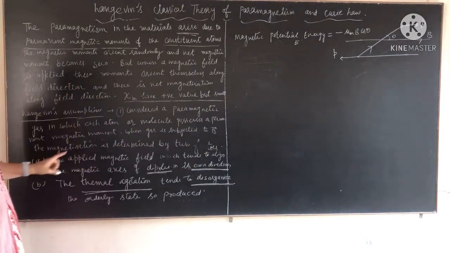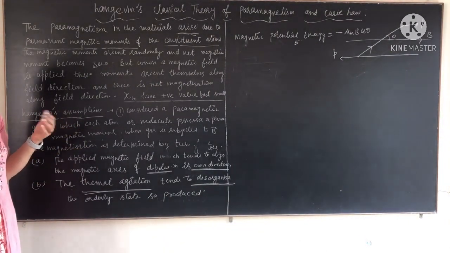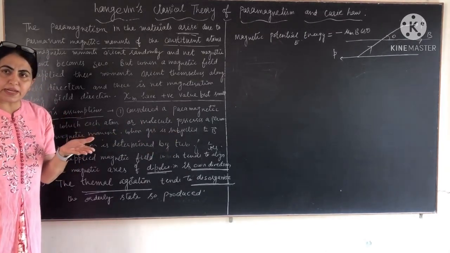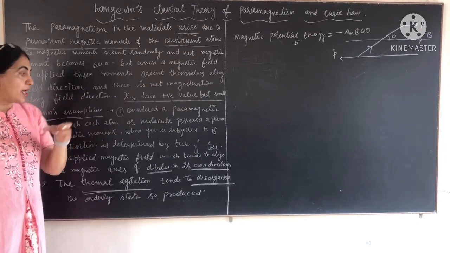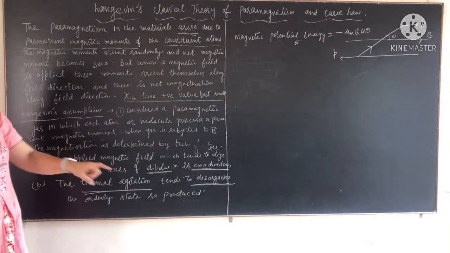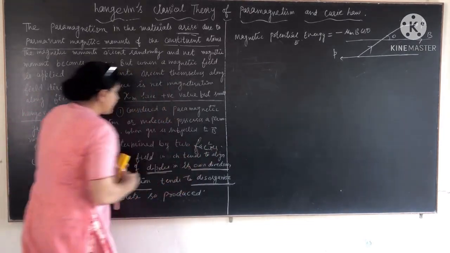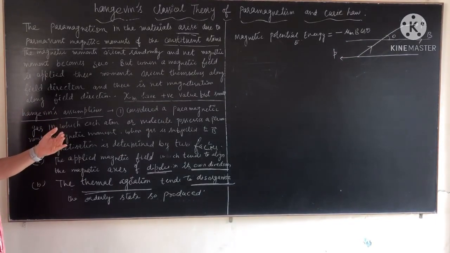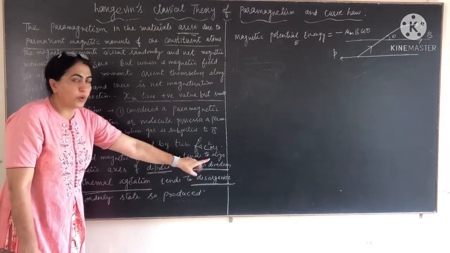when the gas is subjected to a magnetic field. Clear? Now the gas, or paramagnetic substance, is subjected to B. We apply a magnetic field, and then there is a magnetization, and that magnetization is determined by two factors. These are very important. What are these two factors? First is the applied magnetic field, which tends to align the magnetic axis of the dipole in its own direction.